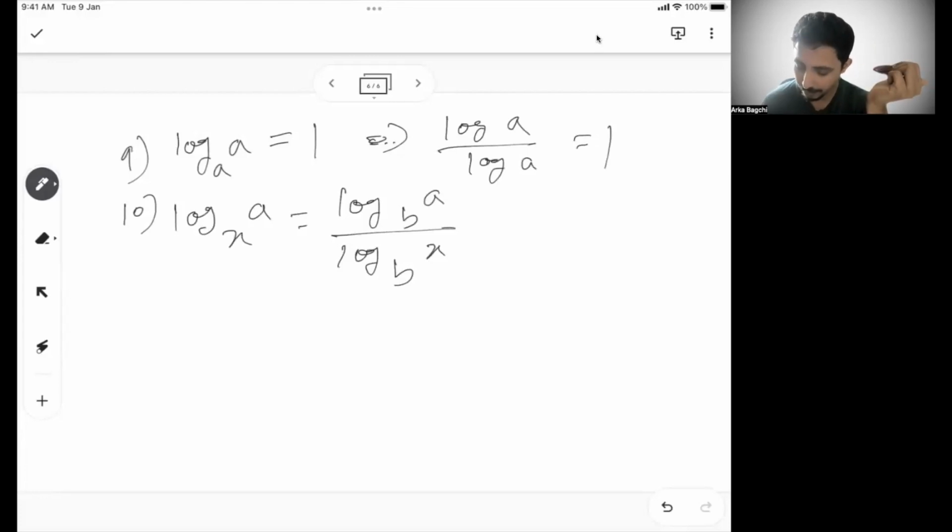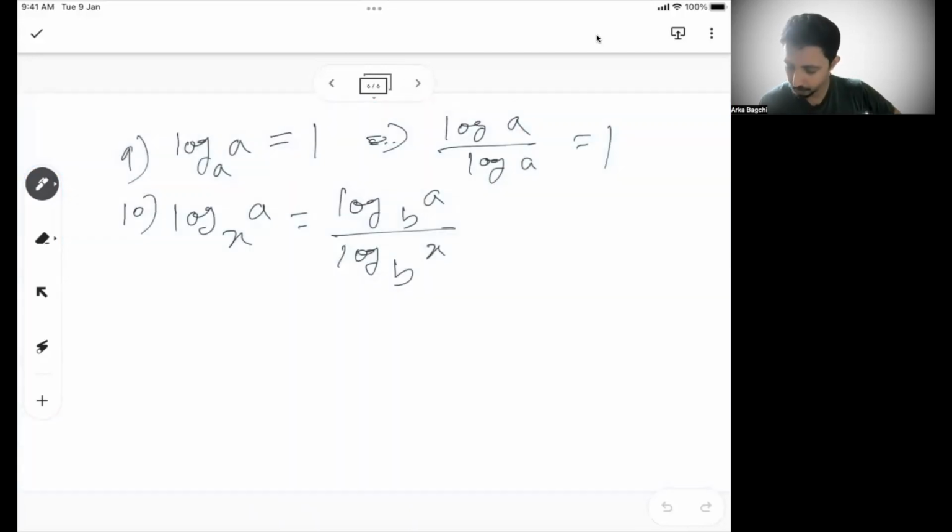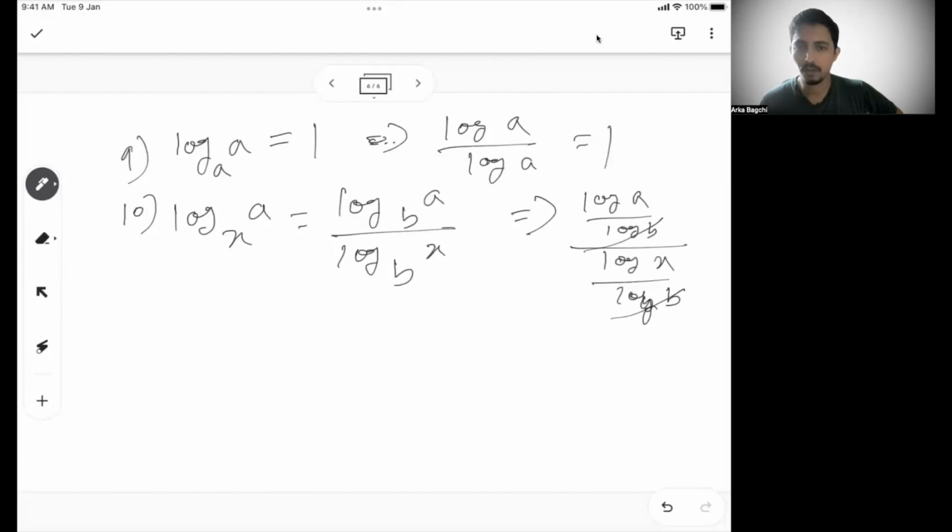Again, this can be derived from the same formula, log of a by log of x. If I have to show you this, we can say the first one can be written as log a by log b, whole divided by log x by log b. Log b will get cancelled. It will become log a by log x, which is the same as the given one. So this is one formula.